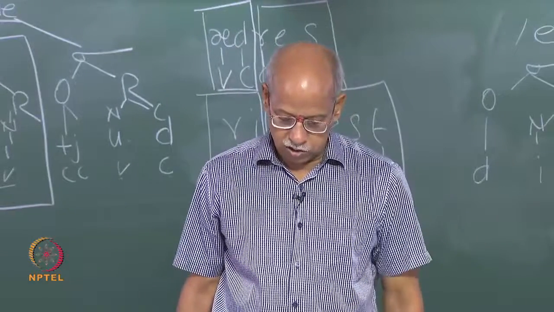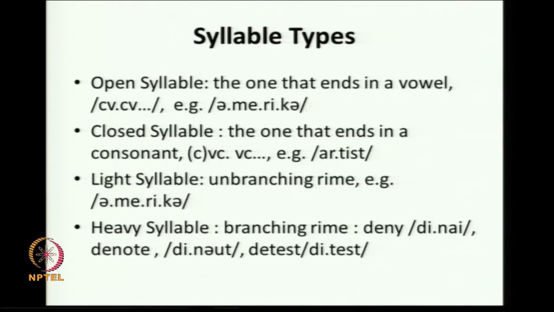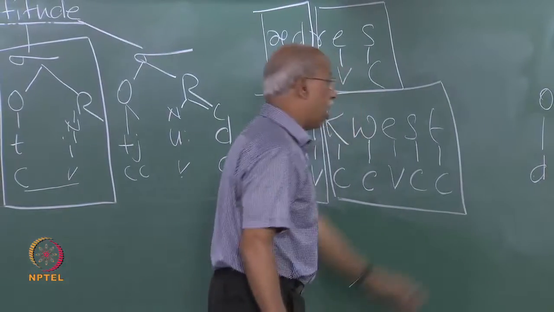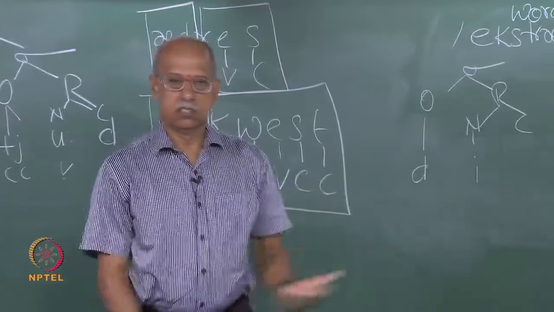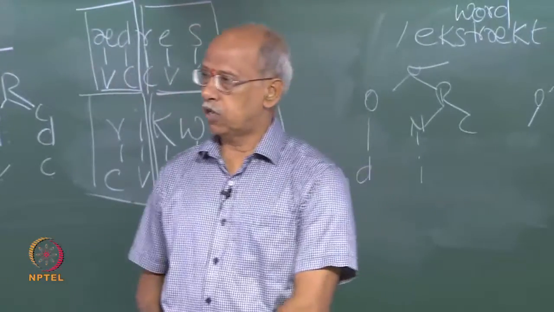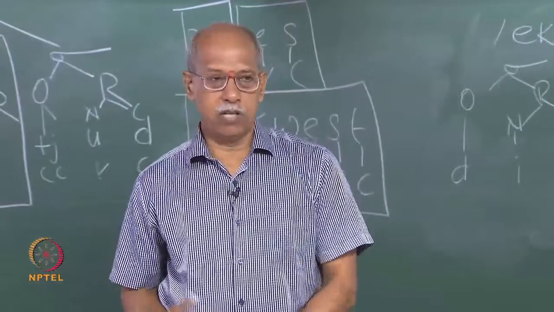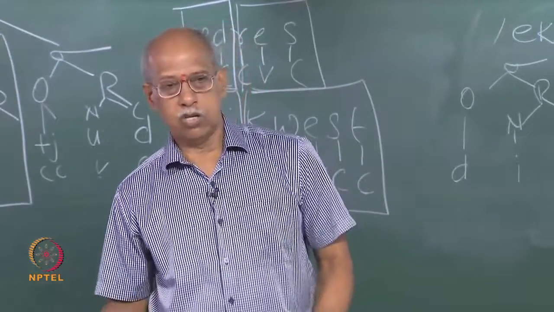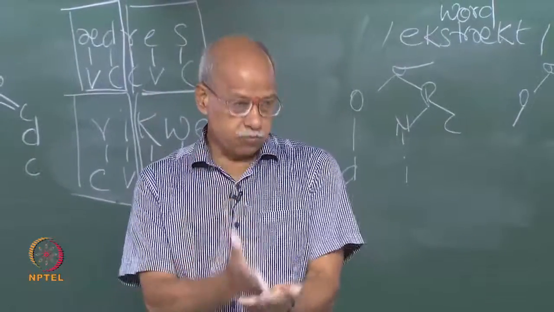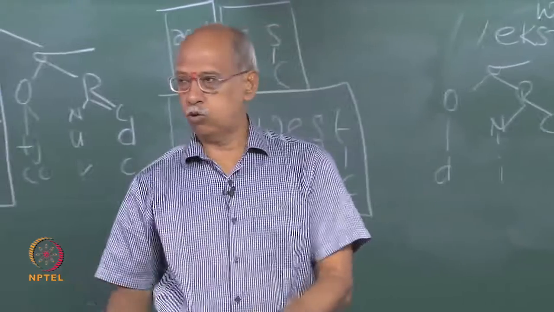You can look at words like denote, detest. If you draw the tree diagram, you will find that they also answer this criterion eminently well. You can say that some syllables are heavy syllables when they have a branching rhyme, whether or not they have a coda. There may be a branching nucleus, or they may be branching because of a nucleus and coda, okay.